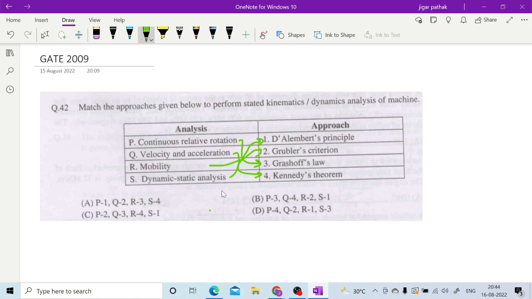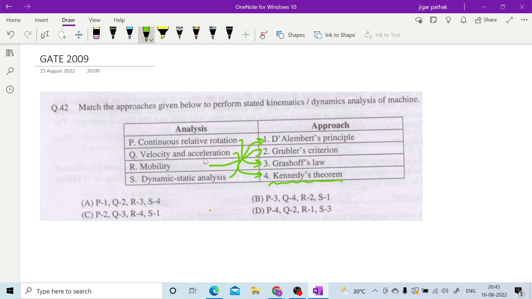Sir, may you please help us in recalling Kennedy's theorem? We will discuss that at length when we see the instantaneous center method. Instantaneous centers cannot lie on the same line. We will see Kennedy's theorem in detail when we see the relative velocity method. Okay, sir. Thank you, sir.